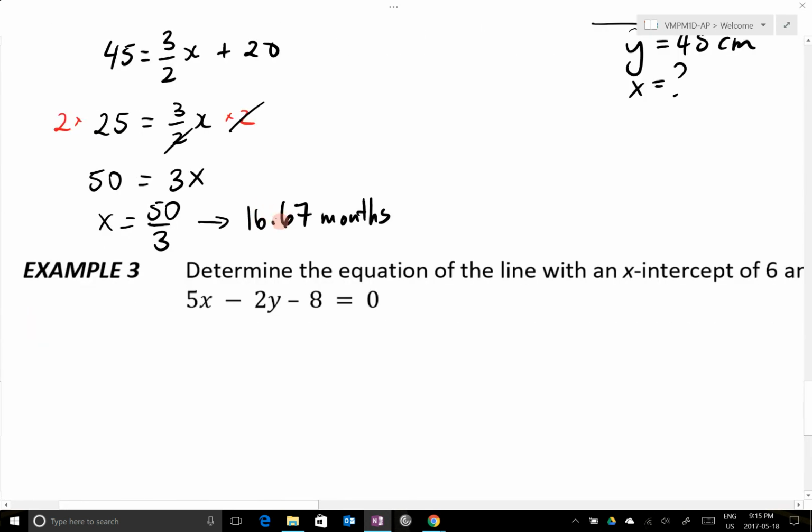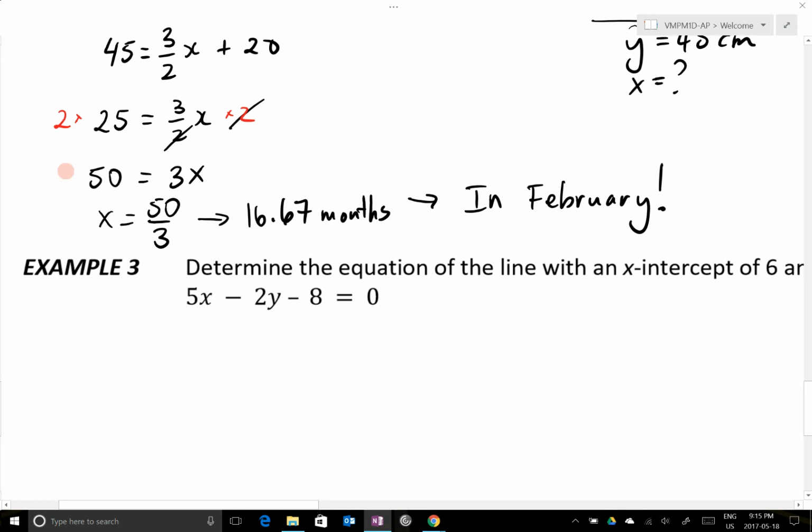Well, 16.67 months. So 12 months goes from September to September. It's one full year. And then you need 4.67 months more. So it's October, November, December, January, February. So it's going to be in February.